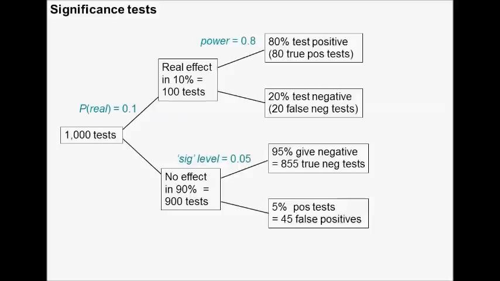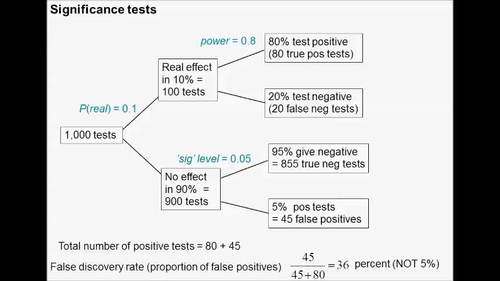So now we can go ahead, because we have 45 positive tests here, which are false positives, 80 positive tests there, which are true positives. So the total number of positive tests is 80 plus 45, and the false discovery rate, the proportion of false positives, is 45 over 45 plus 80, and that is not 5%, it is 36%. So there's a very good chance that when we observe a positive test, it's a false positive one.